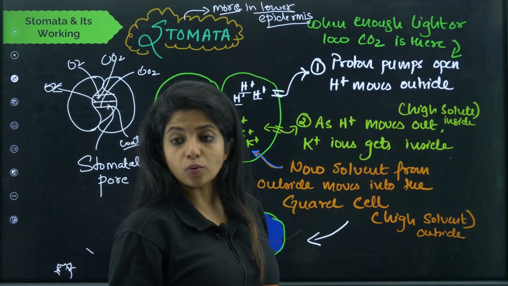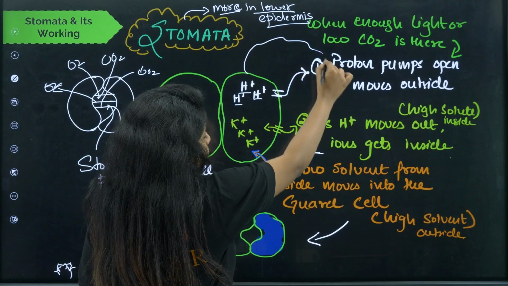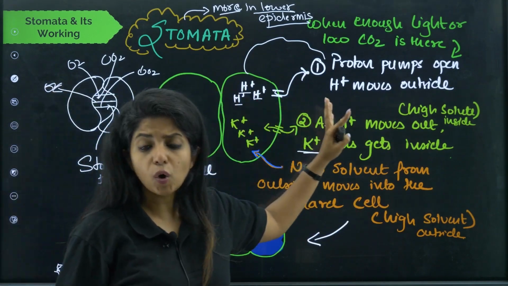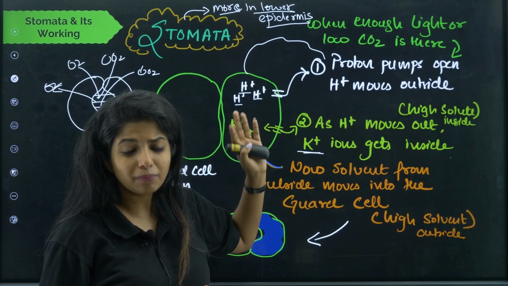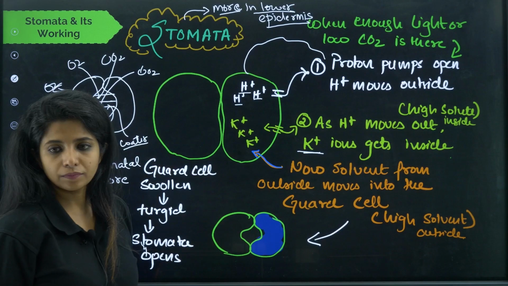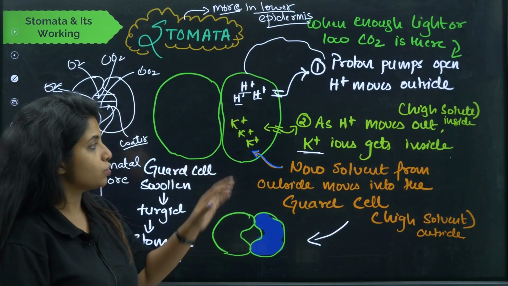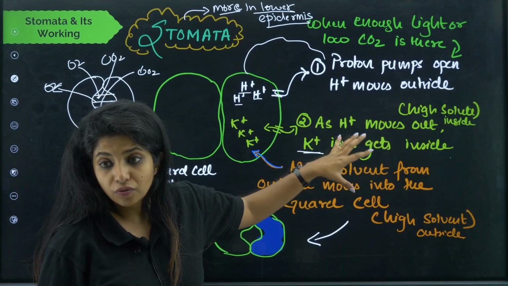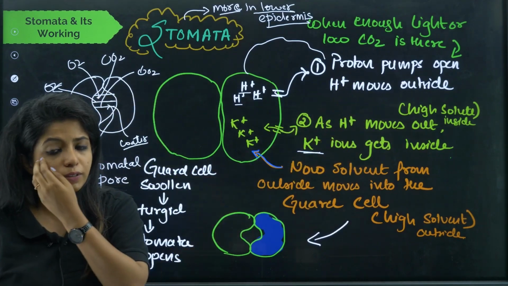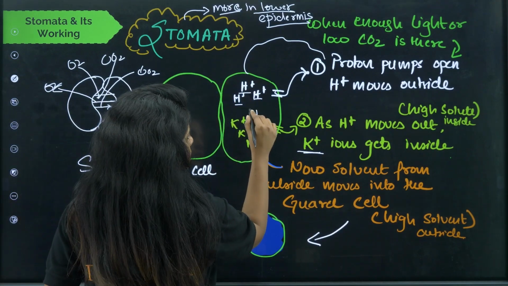When the H plus moves out, the K plus ions in the surrounding cells move inside. They are like, hey H plus, if you move out all of a sudden, the ion balance of the cell will be lost, so I should be getting in. So all the K plus ions get inside. Now K plus is more over here and less over here. Positive ions are less over here, but the ions are more over here.